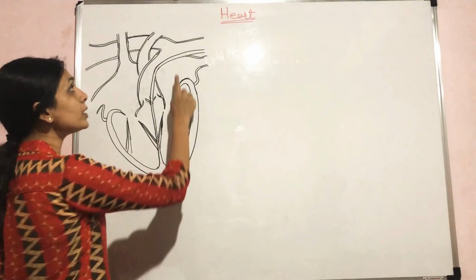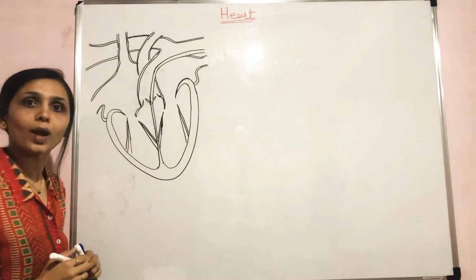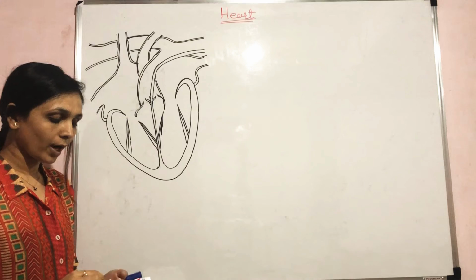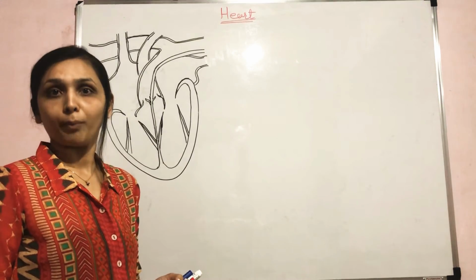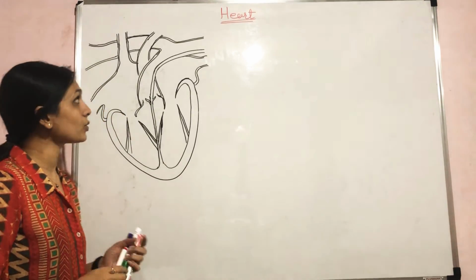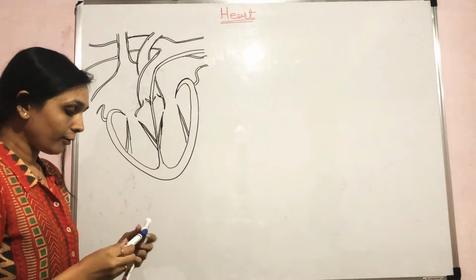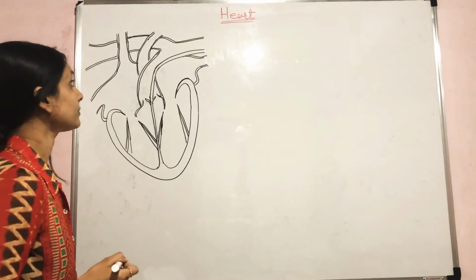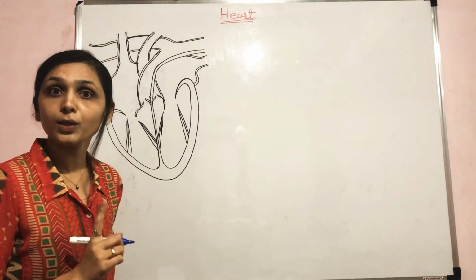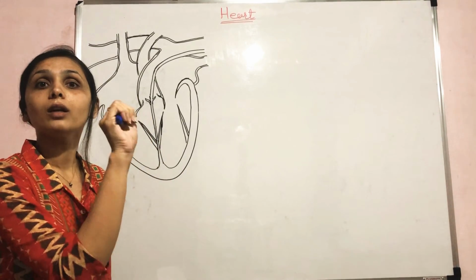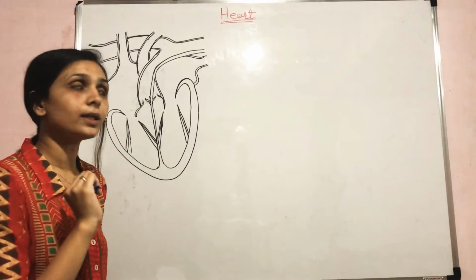It is covered with two lines. Why is it a two-line structure? Because our heart is covered with a membrane, a double membrane structure, we can say, right? So we will talk about this. First, the heart is a muscular organ, which is the size of our closed fist, right?